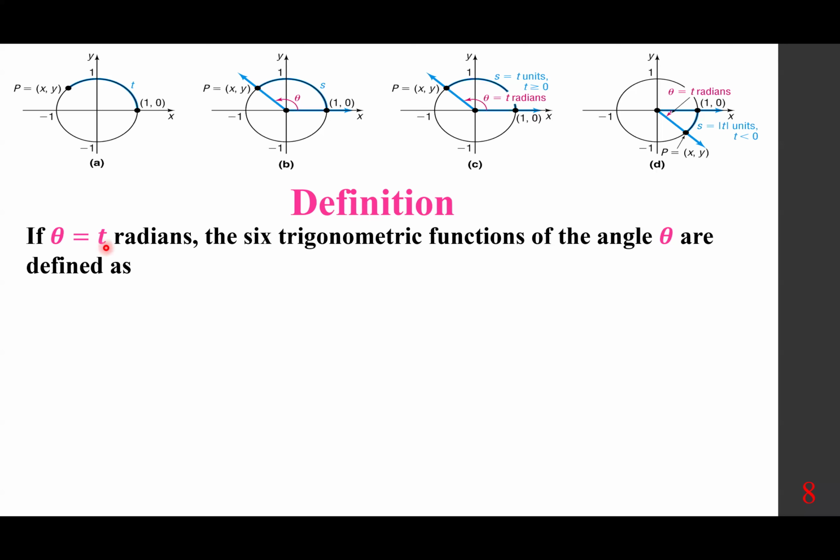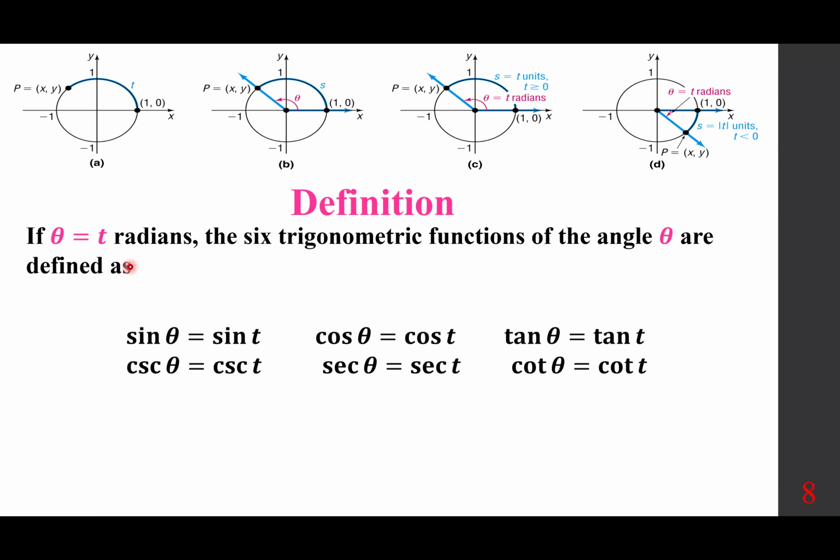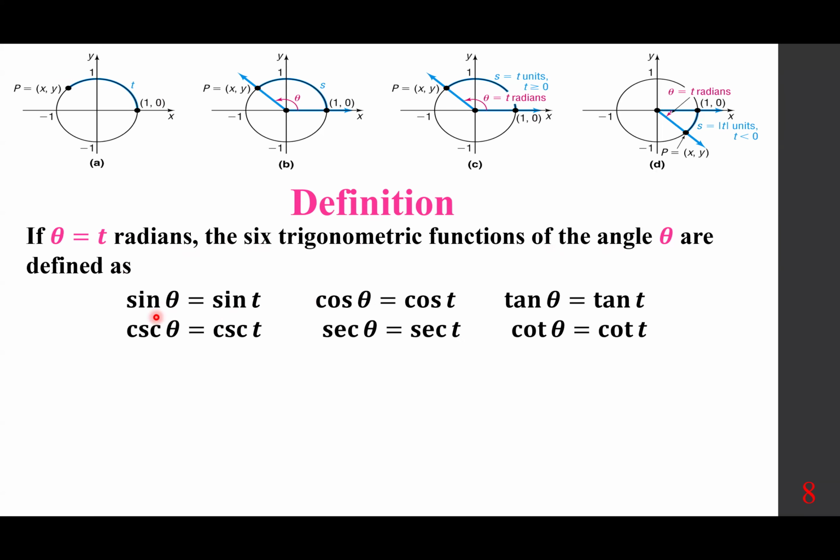Definition. If theta equals t radians, the six trigonometric functions of the angle theta are defined as sine theta is the same as sine t, cosine theta equals cosine t, and the rest of it. So you use t or theta. That's the idea behind that. Normally, theta represents an angle, t represents an arc. They are interchangeable. And so theta radians or theta equals t radians.